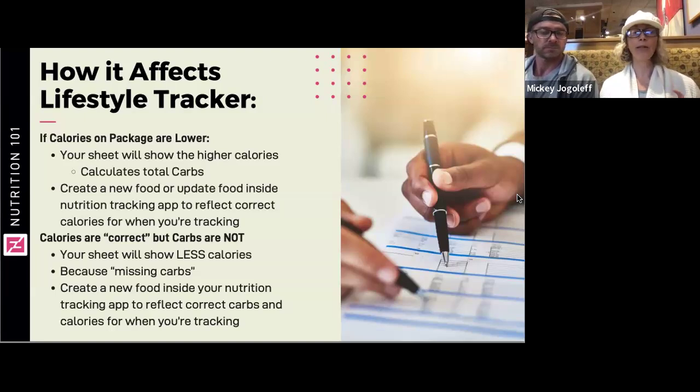And then if the calories are correct, but the carbs are not, so for instance, in the case of alcohol, your sheet is going to show less calories that you're consuming because it's missing carbs. And so once again, you can create just a carbs, we'll say, food that you can use and track, a carbs or an alcohol entry. So it's like, all right, cool, single gram of carb for every whatever. And it's just easy to be able to account for it. Because it's like, all right, this is how many drinks, this is how many calories I've had from alcohol. And it's all good. Yep.